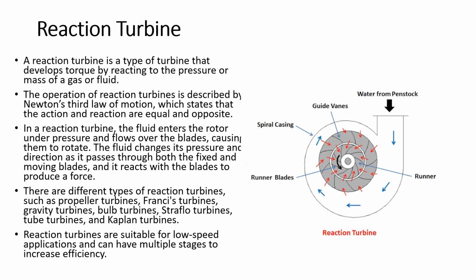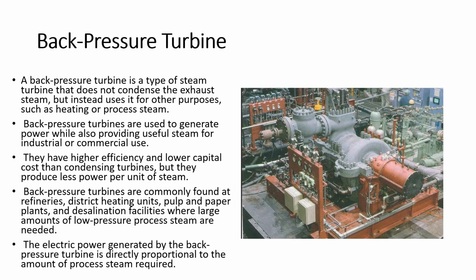There are different types of reaction turbines, such as propeller turbines, Francis turbines, gravity turbines, bulb turbines, Straflo turbines, tube turbines, and Kaplan turbines. A back pressure turbine is a type of steam turbine that does not condense the exhaust steam, but instead uses it for other purposes, such as heating or process steam. Back pressure turbines are used to generate power while also providing useful steam for industrial or commercial use.